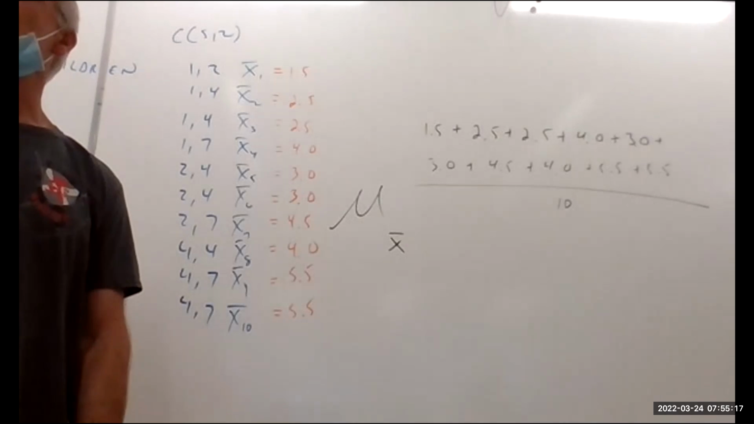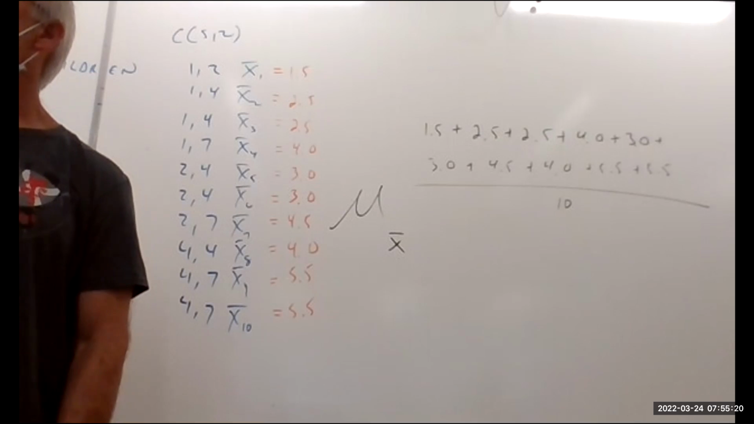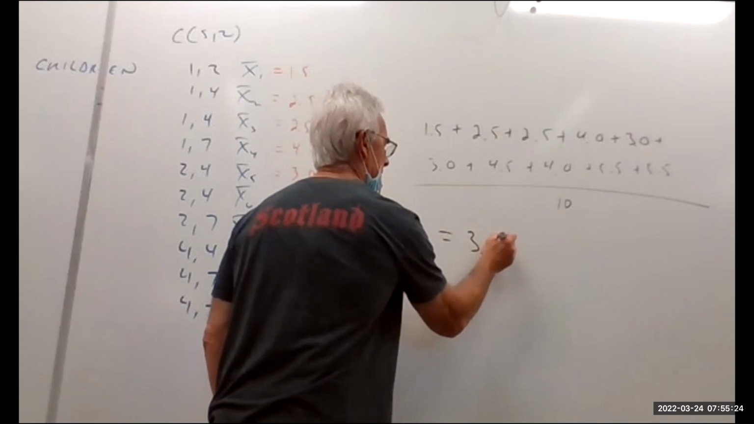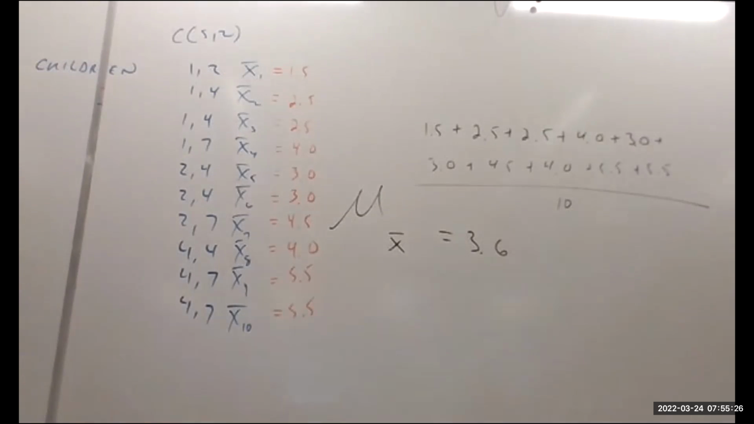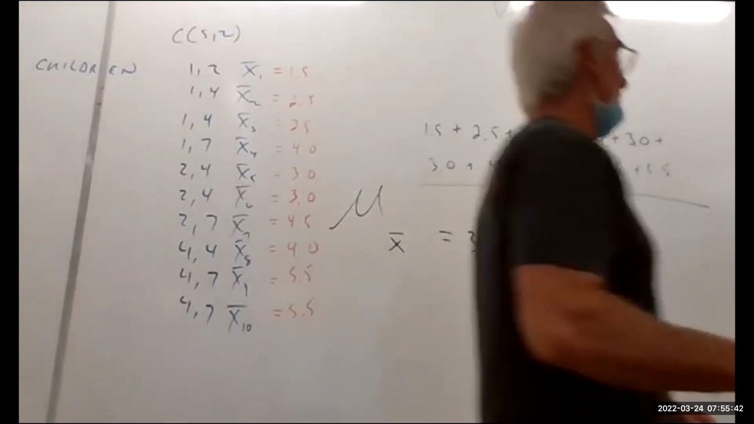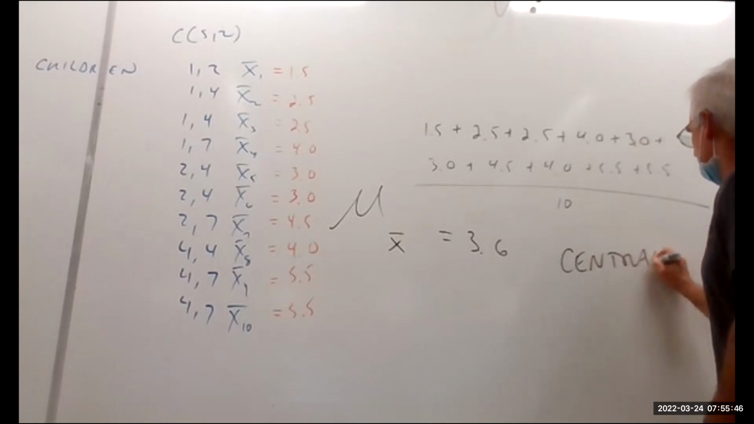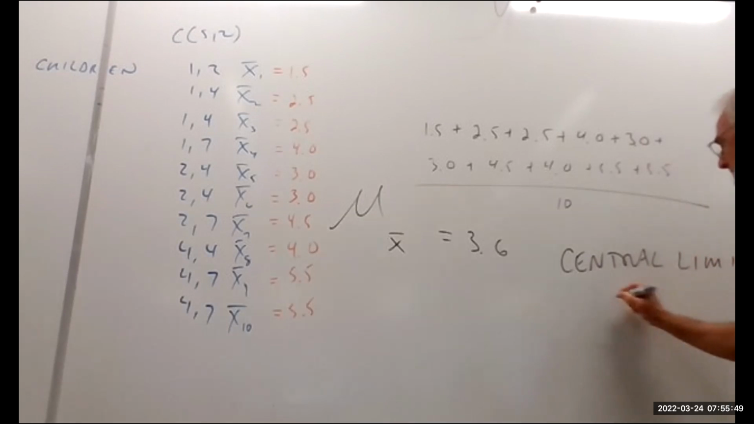When you added up the numerator, it should add up to 36. Is that what you got? And then when you divide by 10, what did you get? 3.6. Huh. Gee, what a weird coincidence. When I considered every conceivable sample mean of size 2, and I found the mean, I got the same thing as the actual mean. This is actually really, really important. This is what is called the central limit theorem.